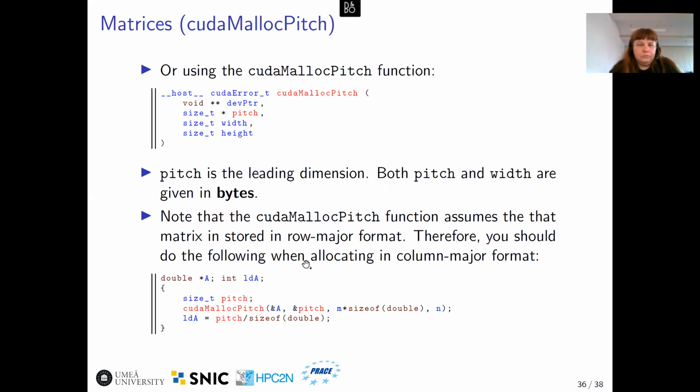Maybe it's better to do it with an example. If you actually want to allocate a matrix A with leading dimension LDA, then you should call cudaMallocPitch and get the corresponding pointer out of it, and also capture the pitch, which tells you how many bytes are allocated for each column. And then you have to calculate the actual leading dimension by dividing the pitch by the number of bytes in each word.